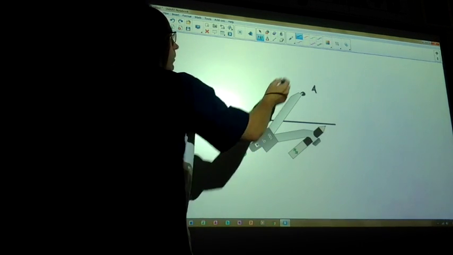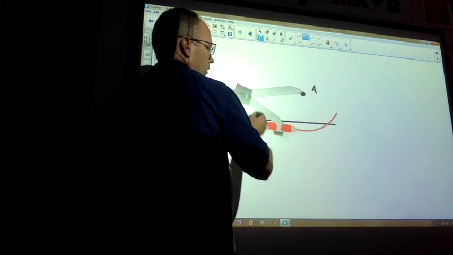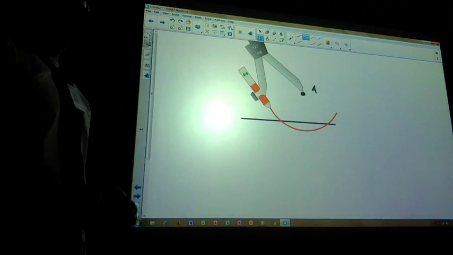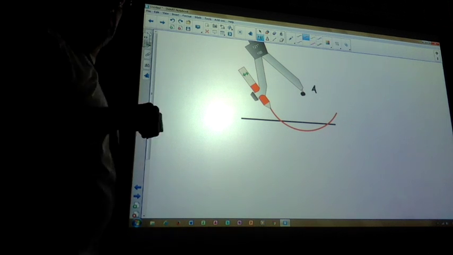Okay, let's make that red. So what I'm going to do is this. You see how the compass touched the line twice? Yeah. You need to come see me in my office. I don't have it with me. 439A. Okay. Sorry, I don't have them with me.